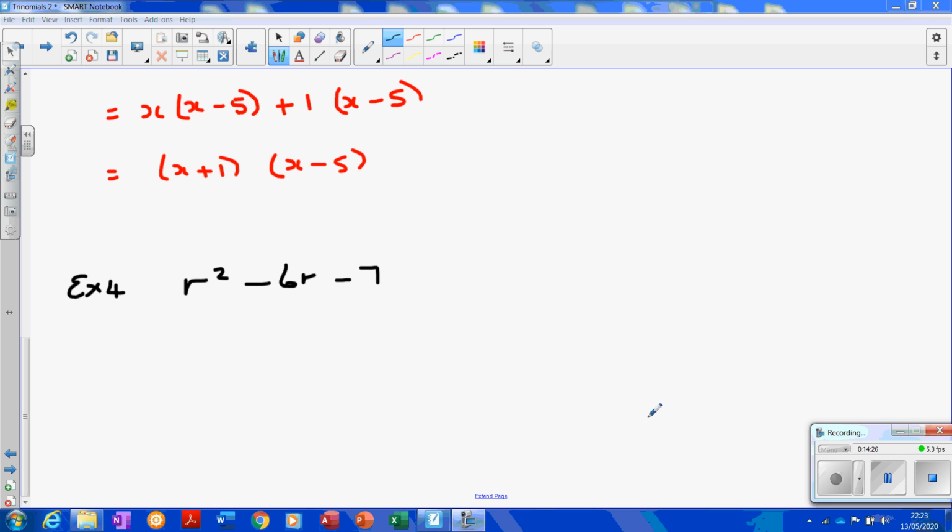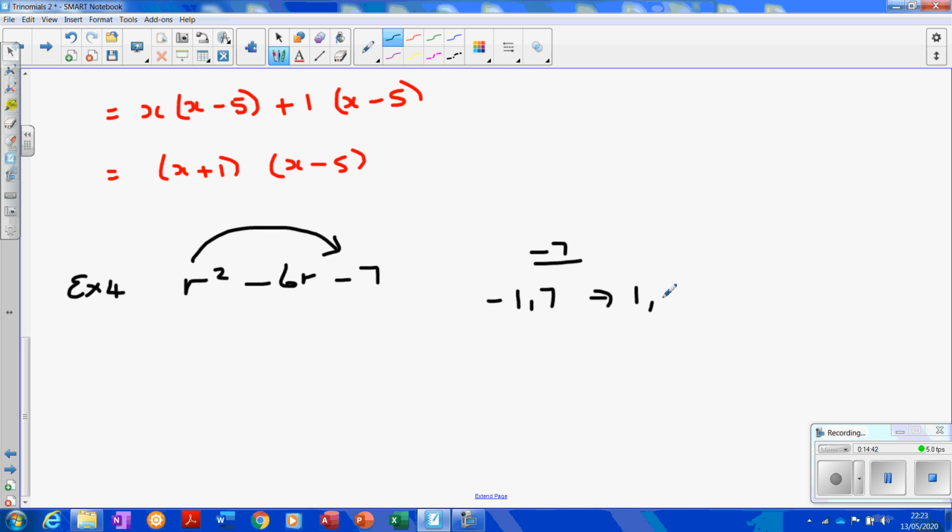Okay, I've done lots of them with x's, but I'm going to factorise this one. It doesn't matter what the letter is, you stick with the letter. So 1 times -7 is -7. Factors of 7 are 1 and 7. It's a prime number. It's negative, so one of the factors has got to be negative. So that's the two possibilities we have. Which one gives me -6? It's that one there.